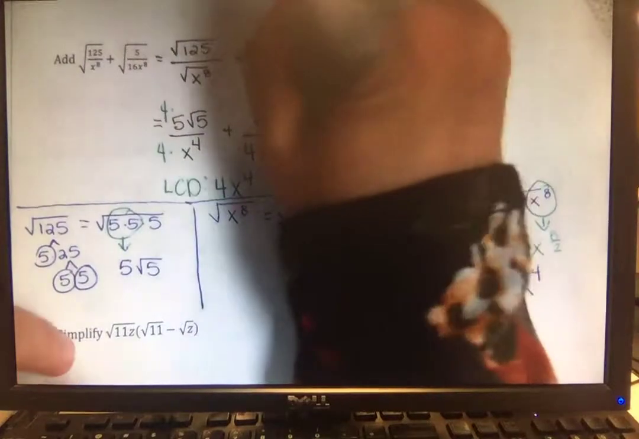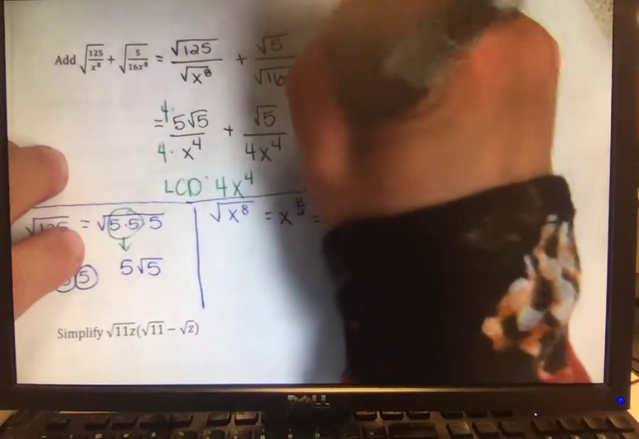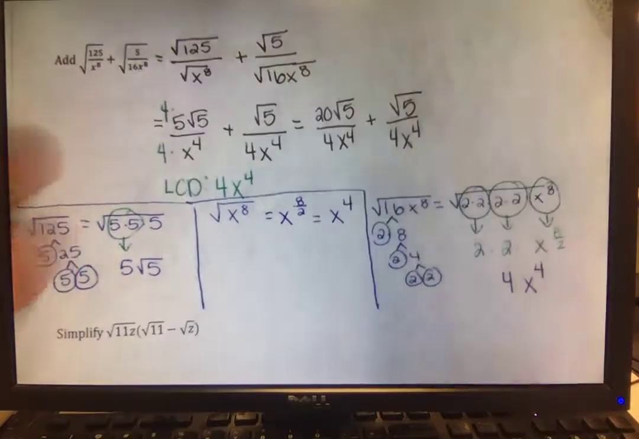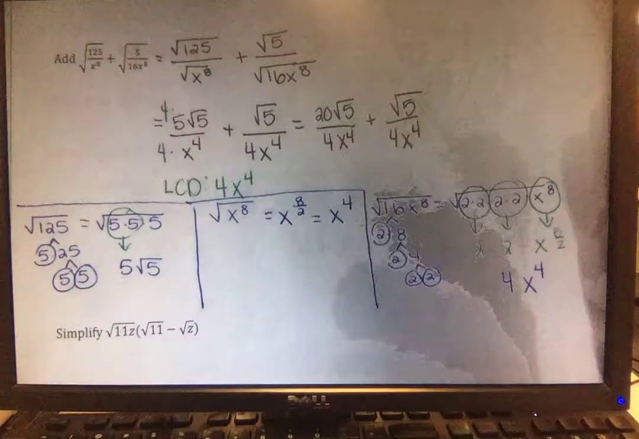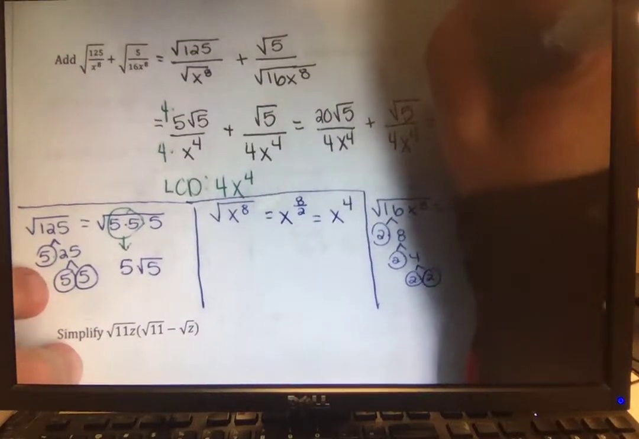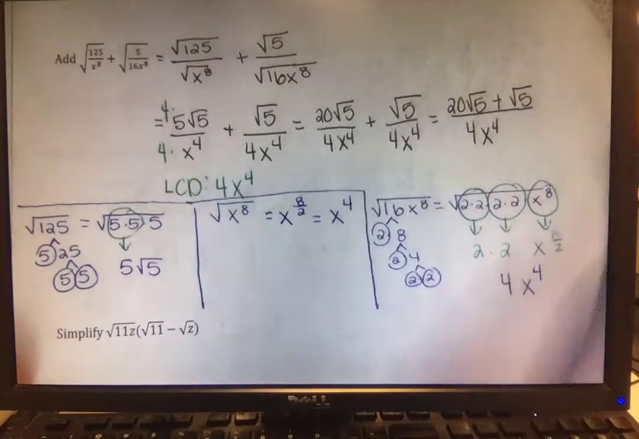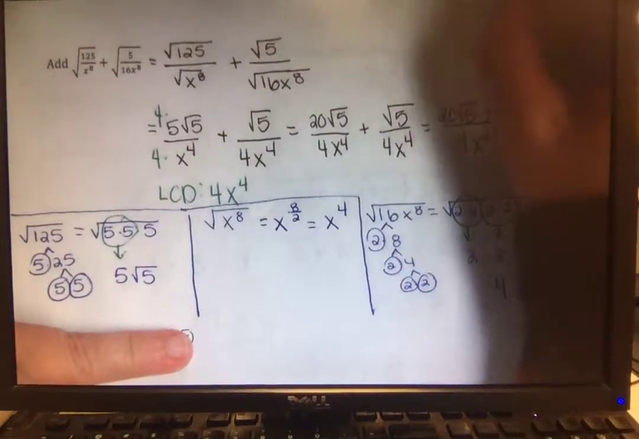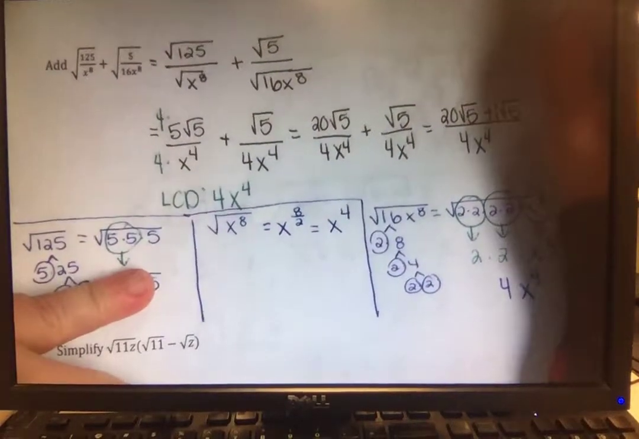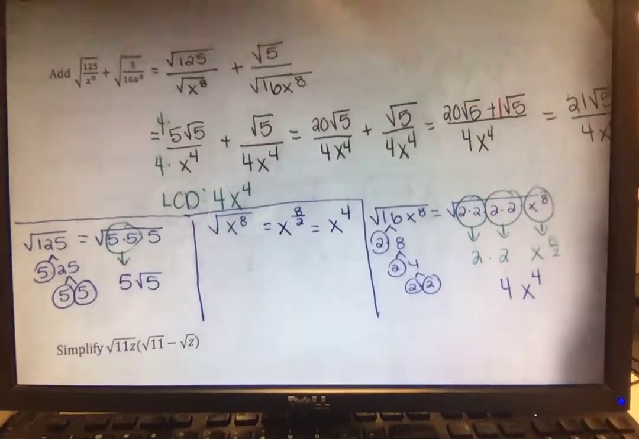This will leave us with 4 times 5, which is 20, square root of 5 over 4x to the fourth, plus 1 square root of 5 over 4x to the fourth. So now these are like terms, we can combine them into the same fraction, all over 4x to the fourth. So we have 20 square root of 5 plus the square root of 5. So 20 of these things plus 1 of these things. These are like terms. So together, if you need to write a little 1 here to remind you there's one of them, that will give us 21 square root of 5 all over 4x to the fourth.